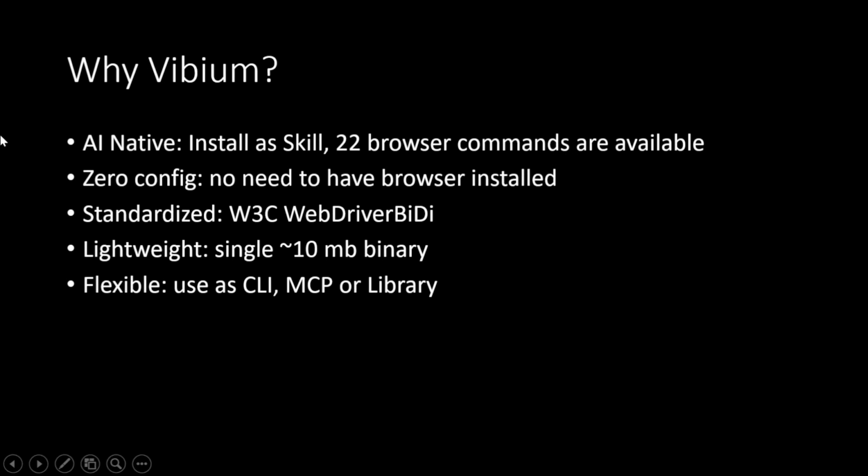So why Vibium? AI native. As soon as you install Vibium, you will get 22 commands. As of now, only 5 are available, but they are working, right? This is the latest information as per the README document. But when I'm using the library, there are only 5 or 6 tools. Zero configuration, you don't need to download or install a browser. It will automatically take care of it. And this is a standard W3C protocol, WebDriver BiDi, and it is lightweight. Whenever you install it, it will download a 10 MB exe or binary, and it is flexible as it can be accessed from CLI, MCP, or library, right?